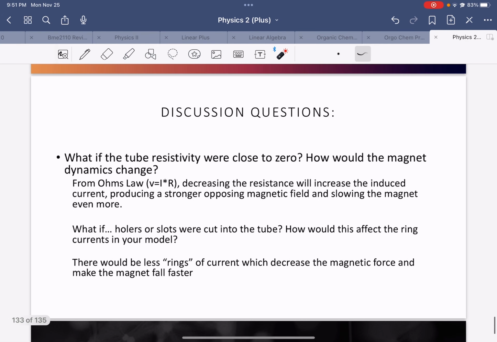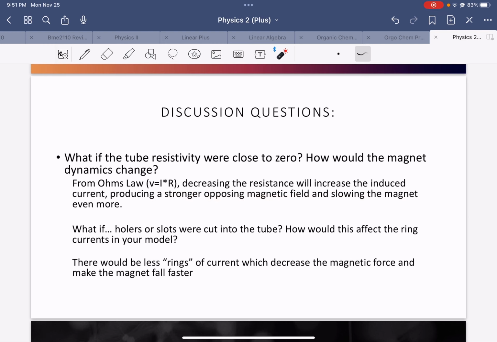So these are my discussion questions. It says, what if the tube resistivity was close to 0? How would the magnet dynamics change? So from Ohm's law, decreasing the resistance will increase the induced current. So this is Ohm's law: V equals I times R. And producing a stronger opposing magnetic field would slow the magnet even more.